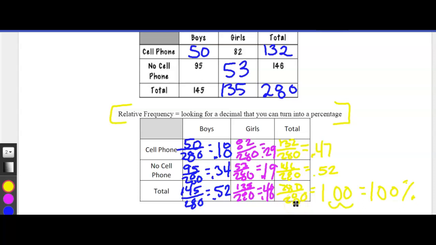There were 280 people. Something else to make note of, when you add these up, like on the columns or the rows, they don't always exactly equal what you need it to be.